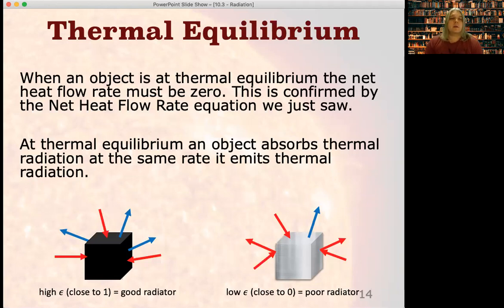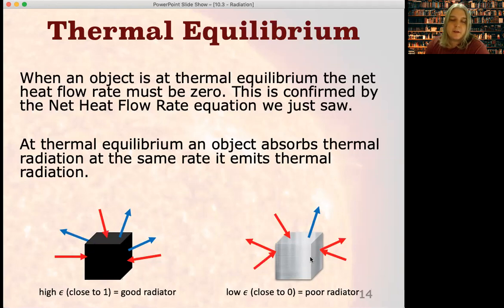Now, at thermal equilibrium, an object will absorb more and emit more if it's a good radiator and a good emitter, good absorber. But if it's a poor radiator, then it'll still be absorbing and emitting the same amount, but it'll also be reflecting a bunch, right? So this is just like we saw before. This black object is a good emitter, therefore it's a good absorber, and therefore it's a poor reflector. So we're getting no reflection going on. All the three arrows that are coming at it get absorbed, and then it emits three as well. So it's emitting just as much as it's absorbing.